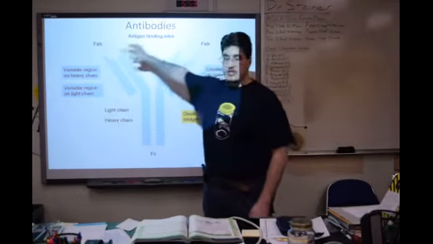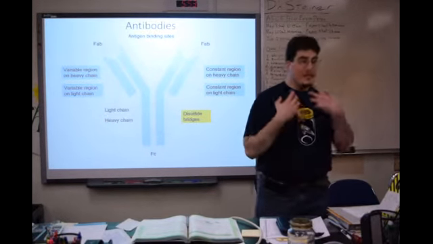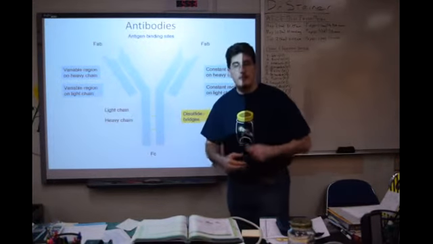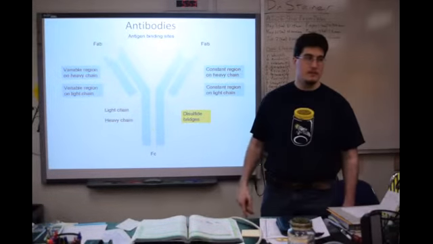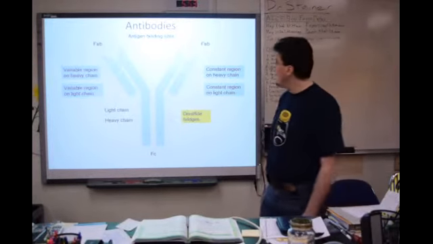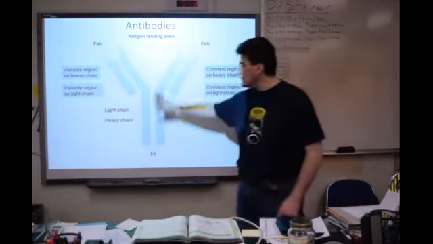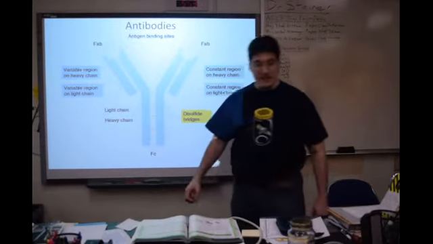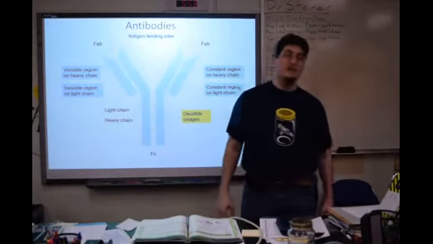The variable region is what makes up the antigen binding site. It's what makes the antibody specific for an antigen. The changes to the variable region are what make for the antigen specificity. The constant region allows for the cellular machinery to continue functioning no matter what changes have been made to the antigen binding region.